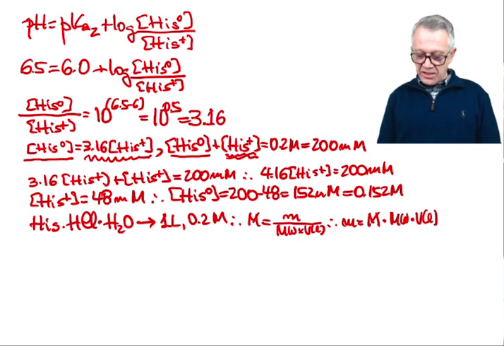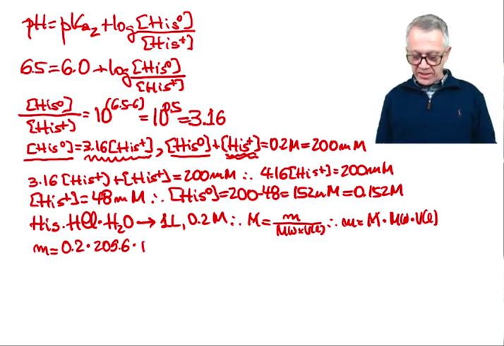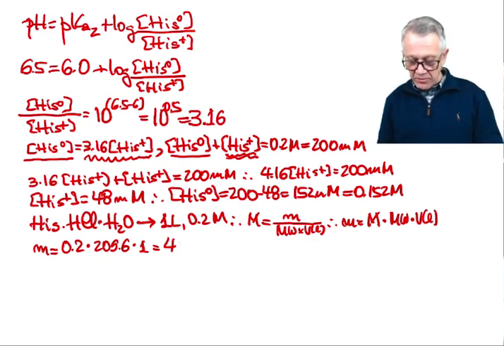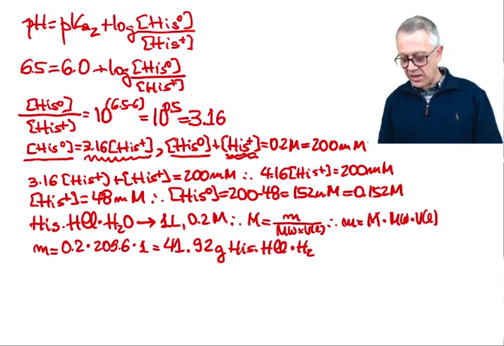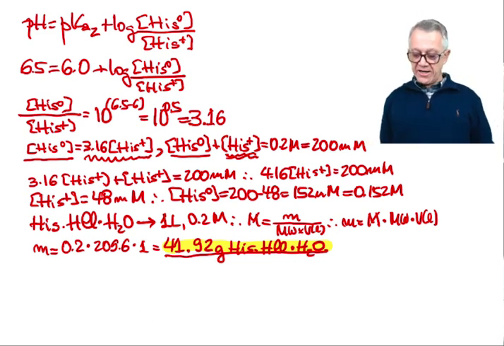We have all these numbers. The molarity is 0.2. The molecular weight of this compound was given to us as 209.6. If not, we could calculate that. And the volume of the solution is 1 liter. So 0.2 times 209.6 gives us 41.92. Okay, so you pick up 41.92 grams of his HCl monohydrate. So this is something that's available to you. Let's mark that in here. This is one of the things that we are going to add in that solution to get what you desire.